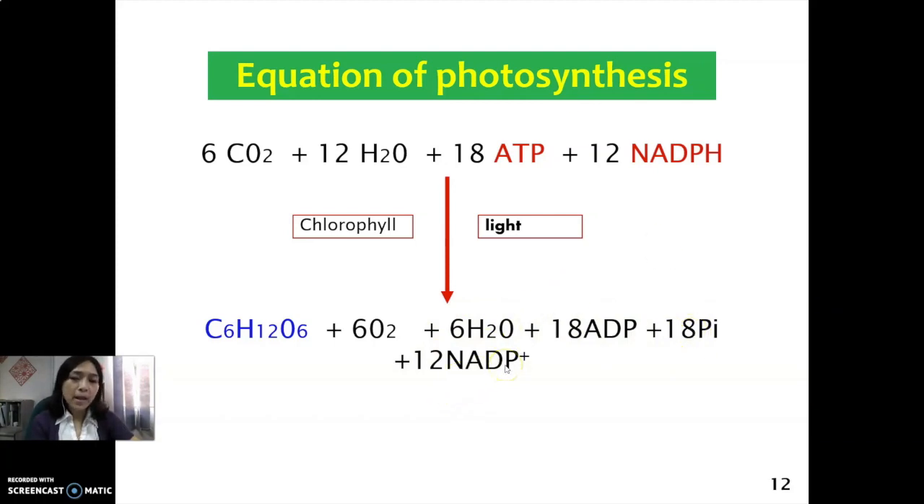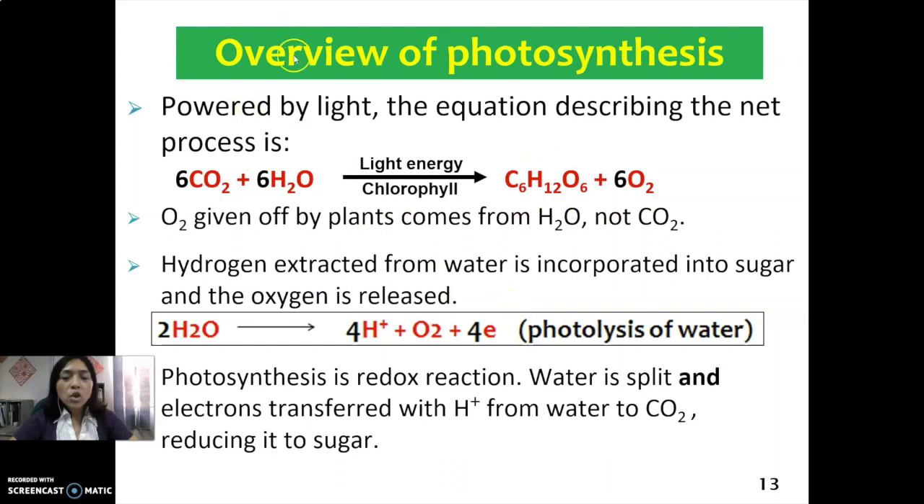Do you notice that this process is actually the reverse of cellular respiration? Cellular respiration uses glucose as a substrate, and produces carbon dioxide, water and ATP. But this one is a reverse process. Cellular respiration is exergonic, while photosynthesis is endergonic, so it is powered by light energy.